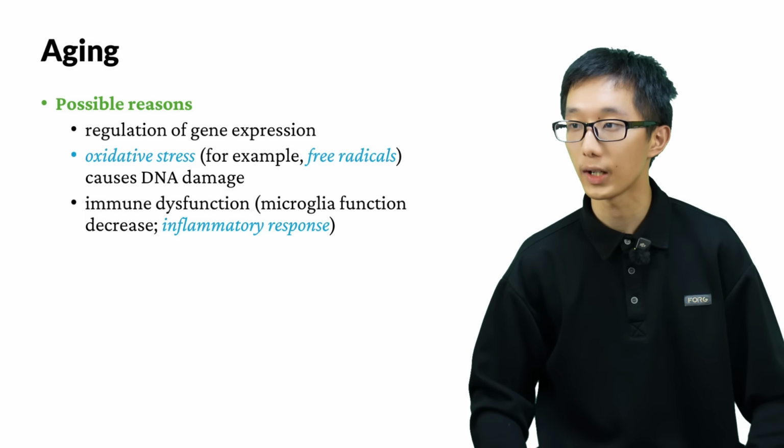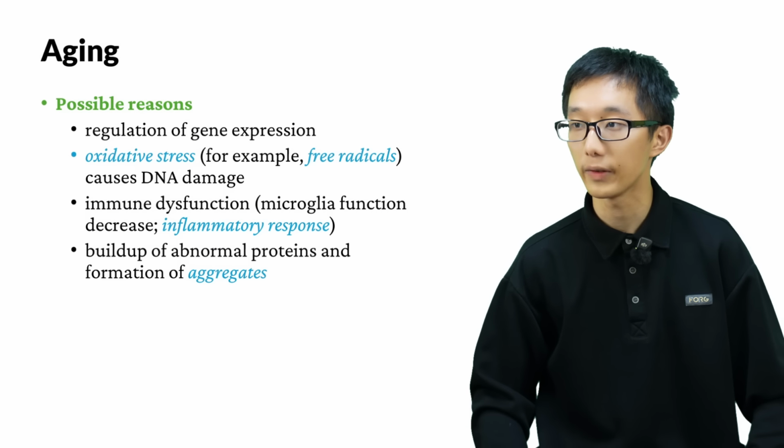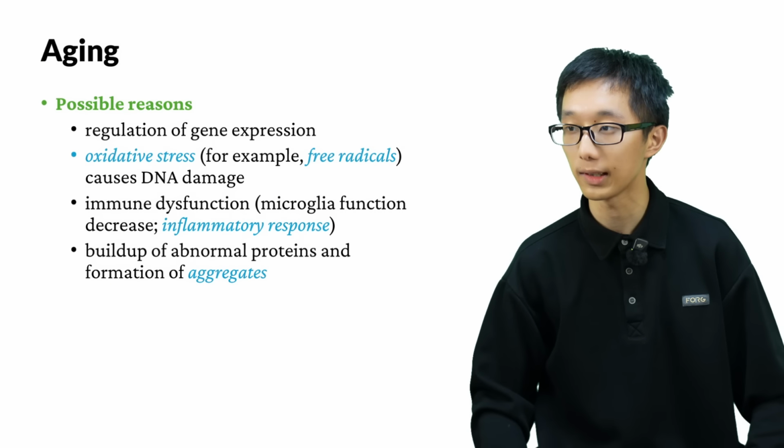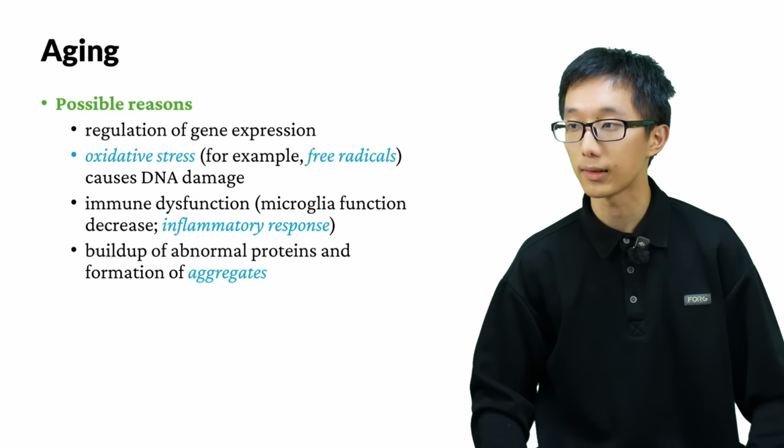Another one is immune dysfunction. Microglia function decreases. There might also be an inflammatory response inside the brain, which is bad for our brain tissue. Another possible reason is the buildup of abnormal protein and formation of aggregates. Just like free radicals, we usually have chaperones and other proteins that help deal with aggregates. However, they're not perfect either, and there is a buildup of abnormal aggregates. The buildup of aggregates is especially severe in neurodegenerative diseases such as Parkinson's or Alzheimer's disease. However, aggregates are also normal in normal aging brains.